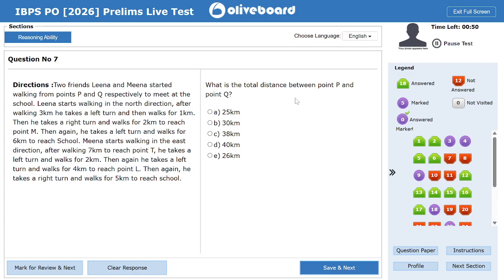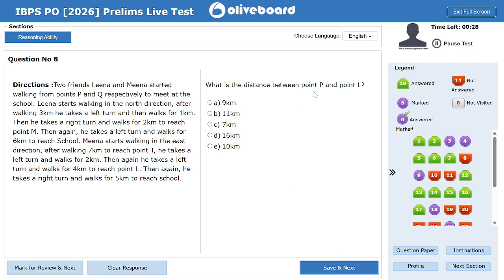What is the difference between P and Q? P and Q. So 3 4 6 12, 12 12 12, 3 2 5 3 1 4 6 12 17 17 4 21 23 30.